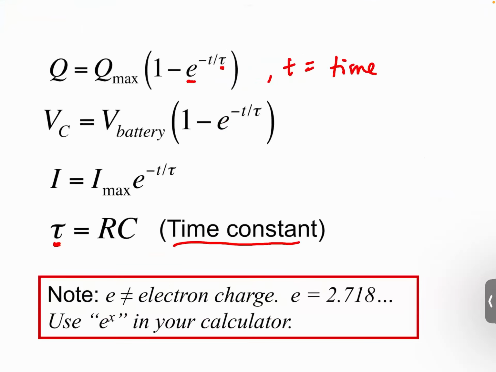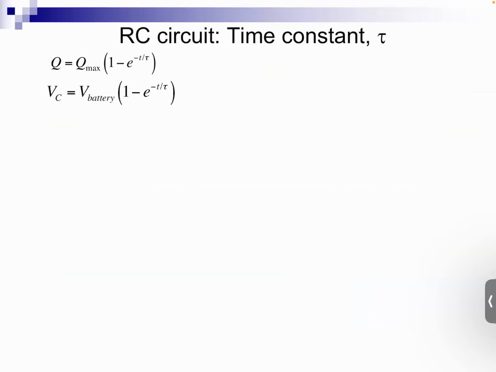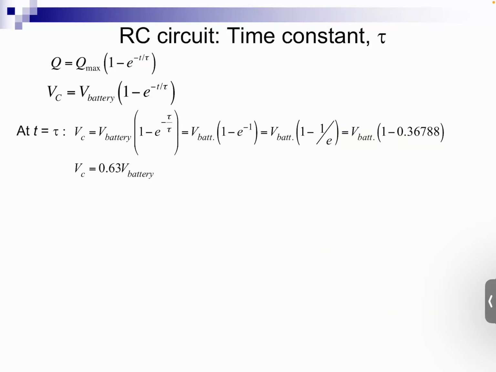Now on to the time constant tau. The time constant tau, we define that as 63% and 37%. Let's see why it's 63% and 37%. So let's look at the charge and the voltage equations. This is the equation for the voltage and the charge. Now, if we try and figure out how much charge is stored when the time passed is equal to the time constant tau, we substitute time t here to be equal to tau.